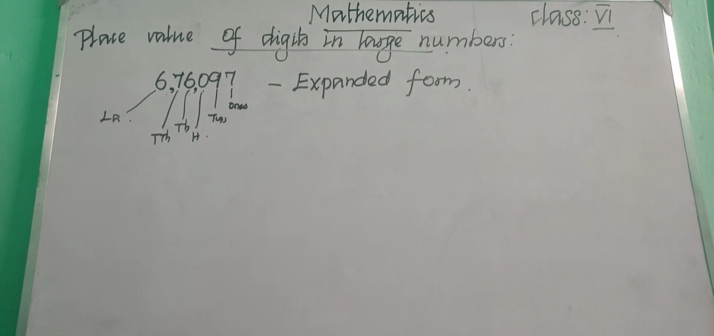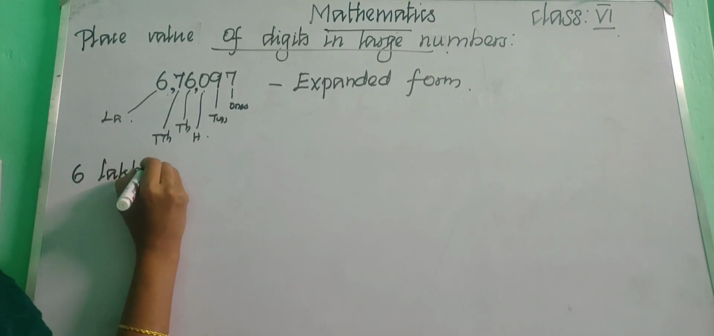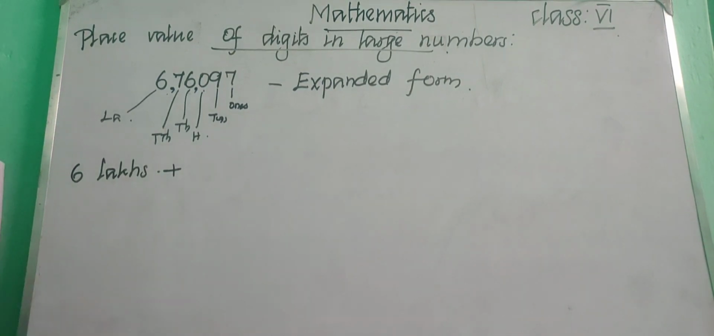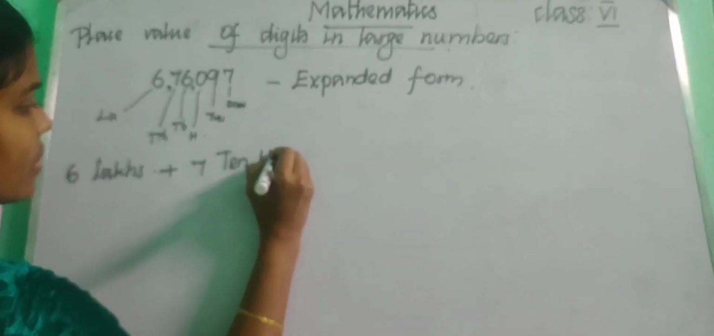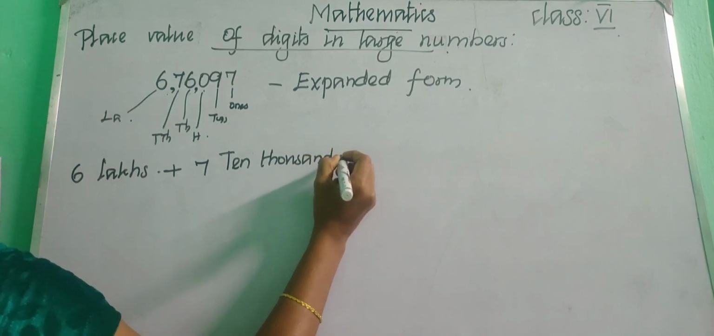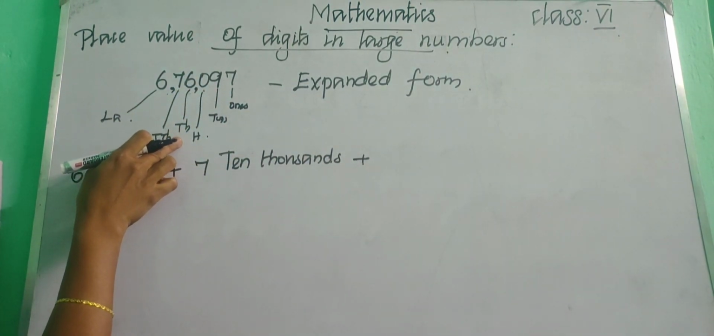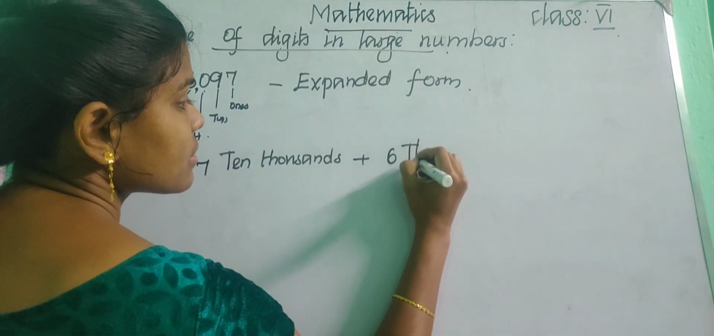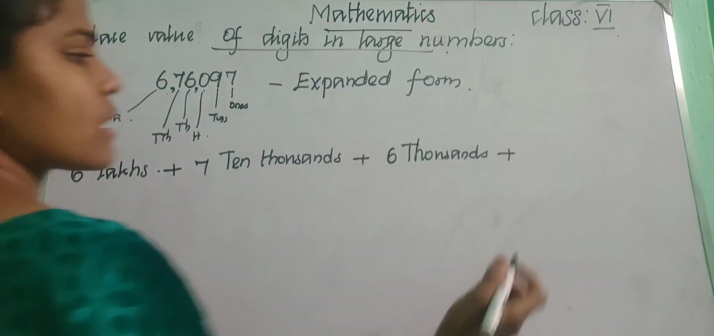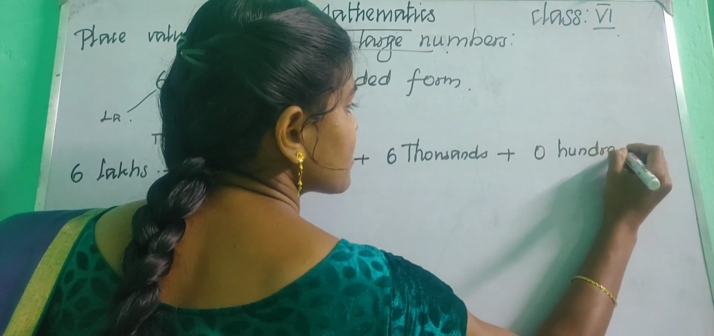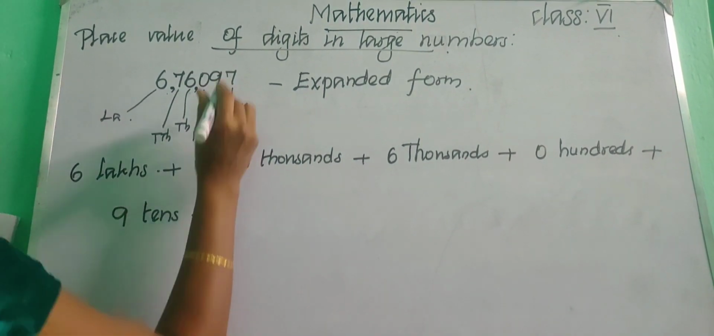Okay children, let us write the expanded form. For this lakhs place, we can write 6 lakhs, and then put the plus sign, and after that 7 ten thousands, and then put the plus, and then 6 thousands, and then put plus, and then 0 hundreds, and then put plus, and then 9 tens, and then after that 7 ones.